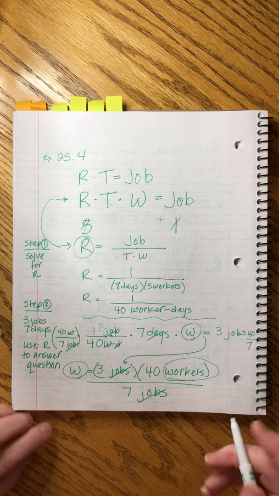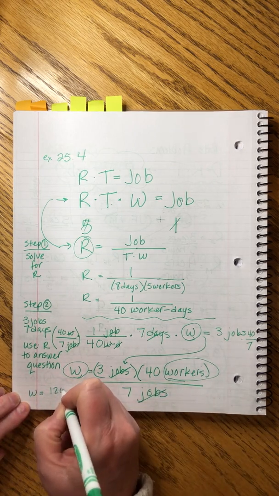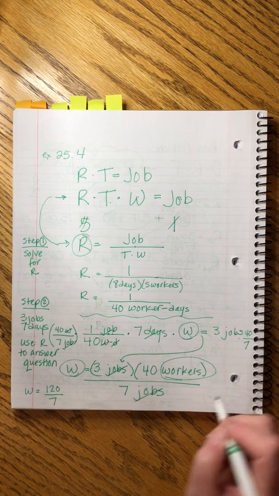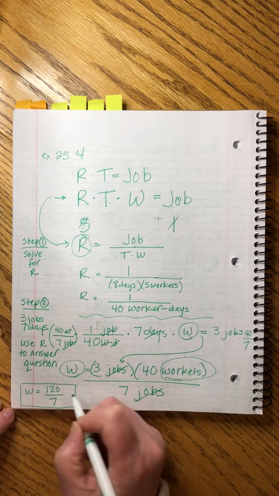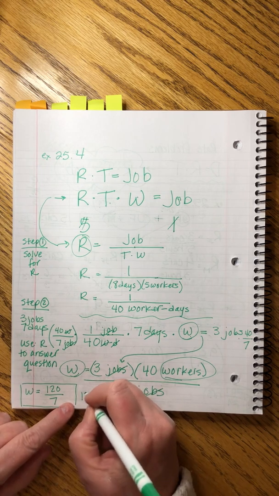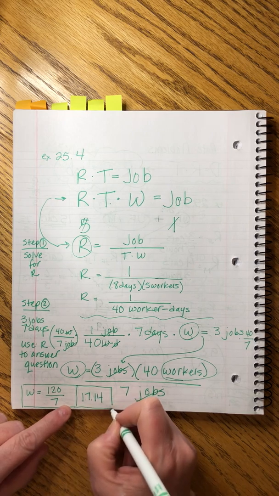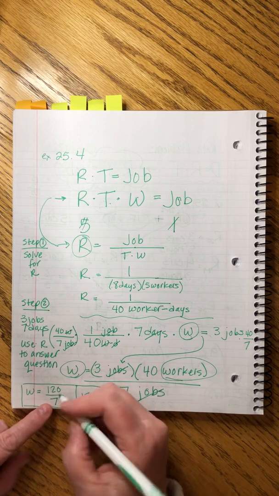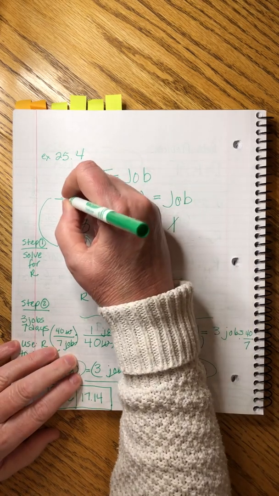And so the number of workers equals 120 over 7. What in the world? That's the final answer. If you grab a calculator or take the time, you'll find out that that's 17.14. So somebody's going to have to chop up a worker. Just kidding. But this answer is perfectly fine with me. That's correct. All right. Whew. That was rough. That was rough.